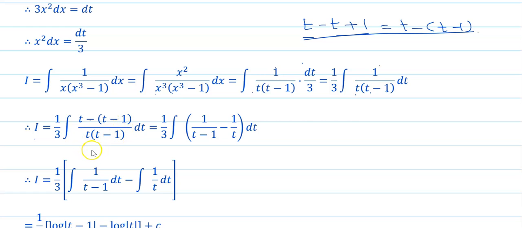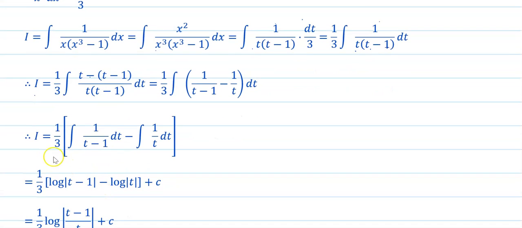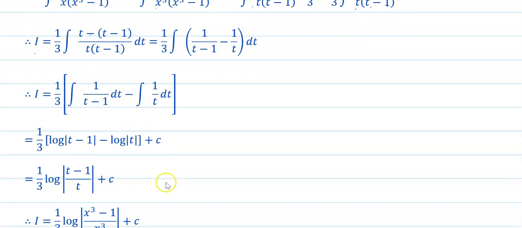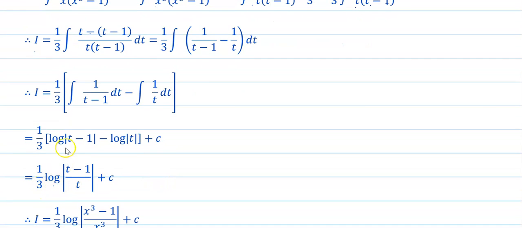Now split this up: t upon t into t minus 1. Then t and t get cancelled, and you will get 1 upon t minus 1. Next, t minus 1 upon t into t minus 1. T minus 1 and t minus 1 get cancelled, then you will get 1 upon t, into dt. Now the integral of this is of the log form, that is 1 by 3. Integral of 1 upon t minus 1 into dt is log of mod of t minus 1. Integral of 1 upon t is log of mod of t plus c, and hence 1 by 3 log of mod of t minus 1 upon t plus c.